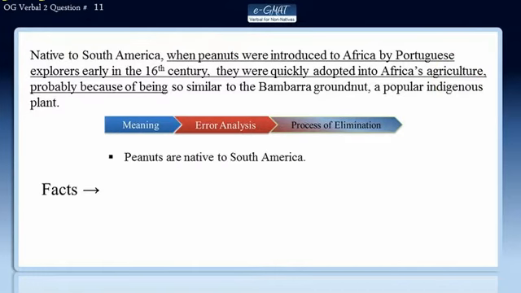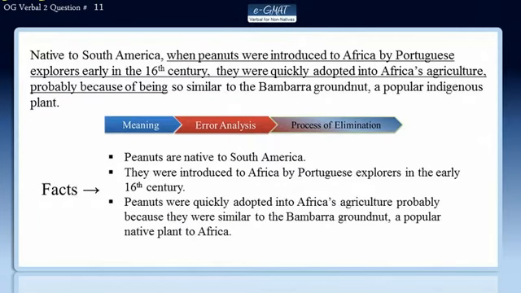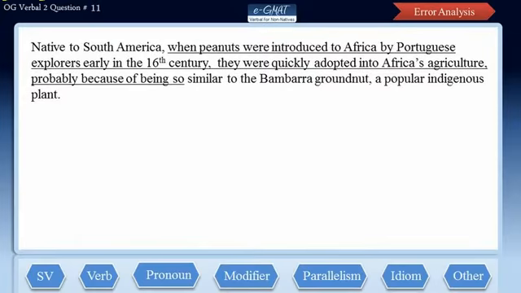It says that peanuts are native to South America. They were introduced to Africa by Portuguese explorers in the early 16th century, and peanuts were quickly adopted into Africa's agriculture, probably because they were very similar to Bambara groundnut, a popular native plant to Africa.